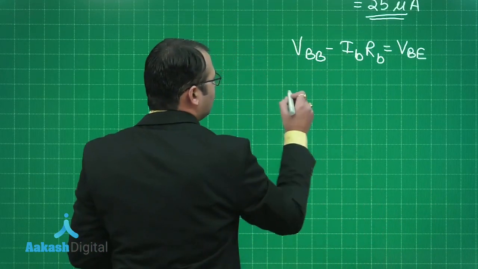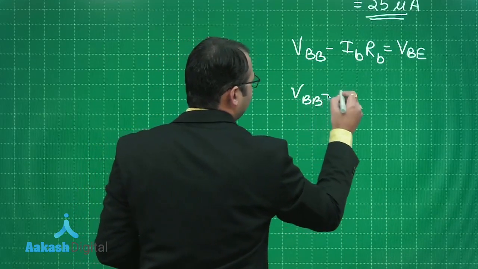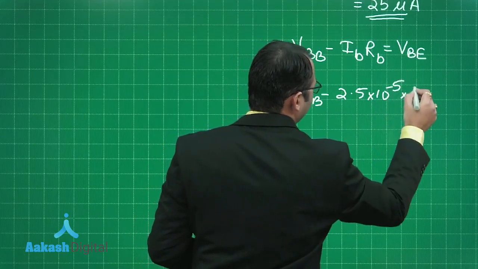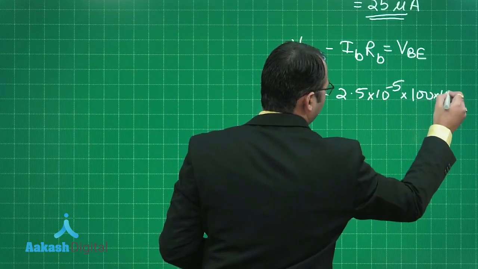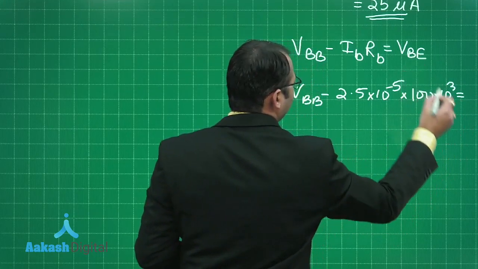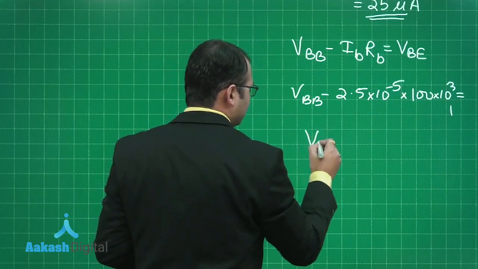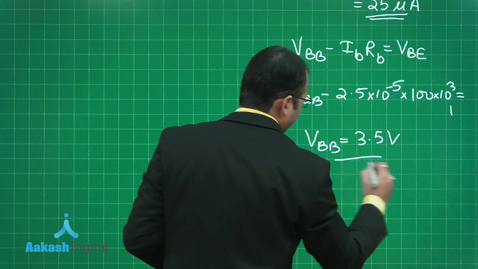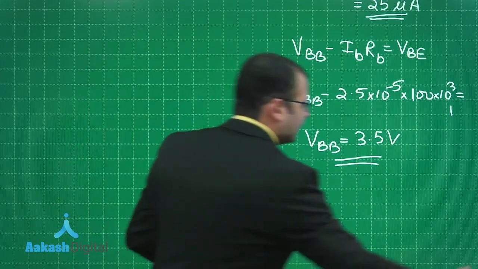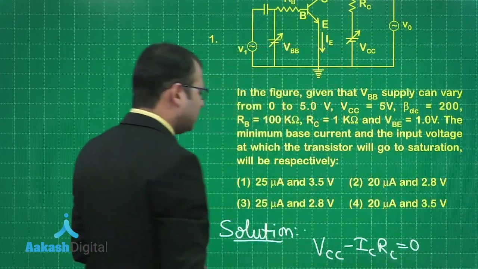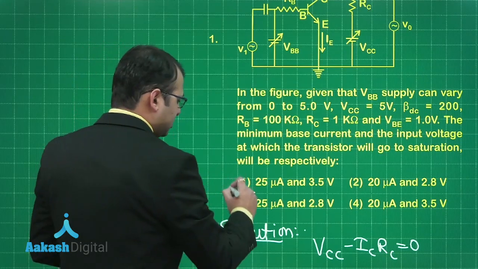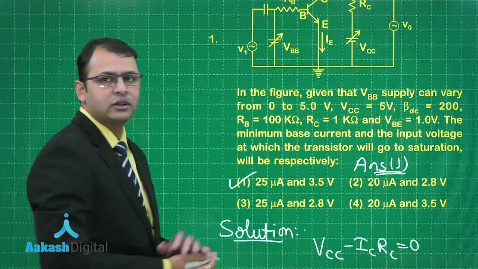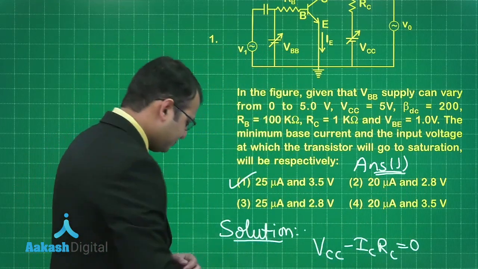Now, we don't know the value of VBB yet, but for IB we know this is 2.5 into 10 to the power minus 5. What is the value of RB? 100 into 10 to the power 3 ohm. That should be equal to the value of VBE, which is equal to 1 volt. On solving this, you will get VBB equal to 3.5 volts. So we have the value of IB and VBB as well. Let's see which is the best suited option. Among the 4 given options, answer number 1 is the right option to this question. Let's move ahead and see our next question.